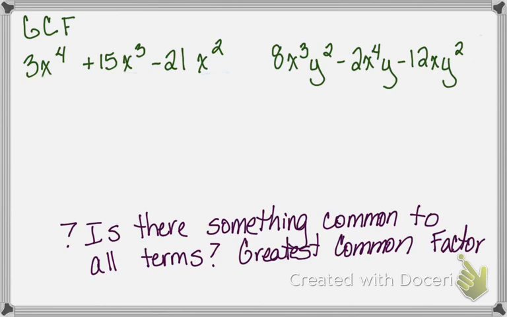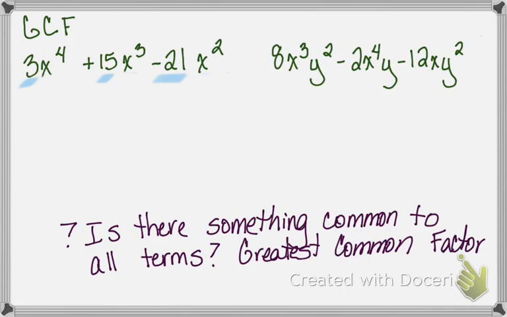So sometimes you may factor using the greatest common factor, and then you may factor using grouping or another technique that we're going to talk about. Okay? So the first thing that we're going to do is we're going to look at our numbers. I have 3, I have 15, and I have negative 21.